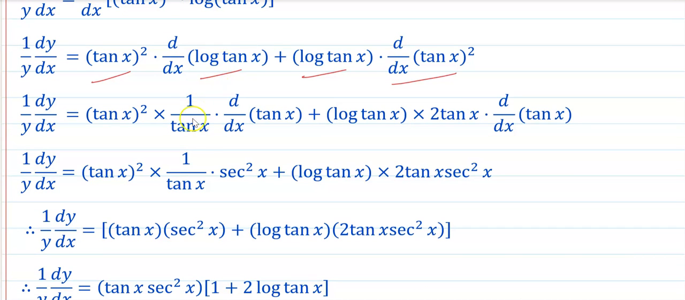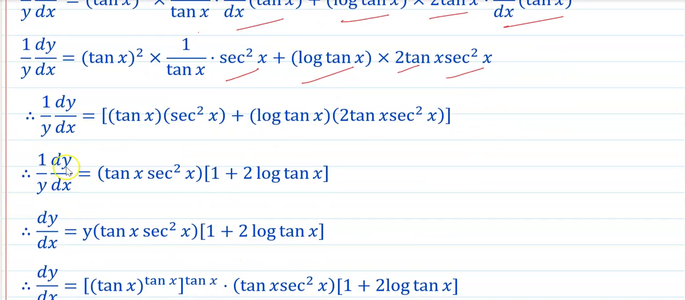Now the derivative of log of tan x is 1 upon tan x into derivative of tan x. Log of tan x into derivative of tan of x bracket square means what? 2 times tan x into d/dx of tan x. Okay, tan of x bracket square, 1 upon tan x, the derivative of tan is sec square x. Log of tan x, 2 times tan x, derivative of tan is sec square x. Therefore, 1 upon y into dy by dx is equal to what you will get? Here tan square x, here tan x. You will get 1 upon tan x, how? It will cancel. And therefore here you will get tan x into sec square x plus log of tan x, 2 times tan x into sec square x.